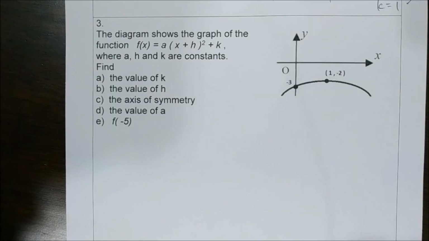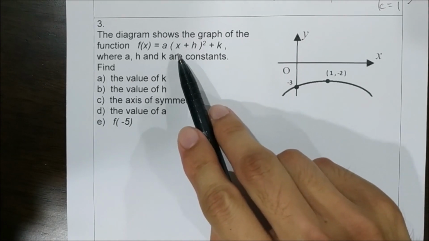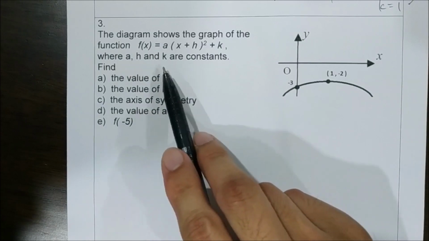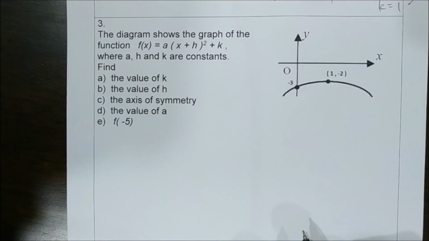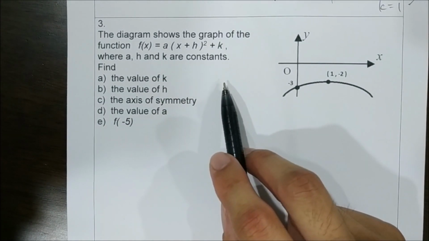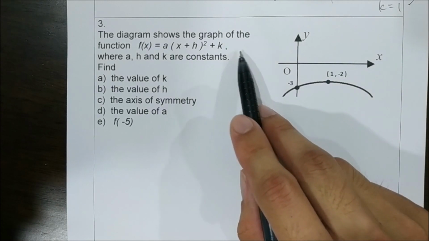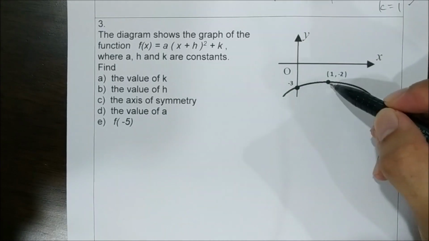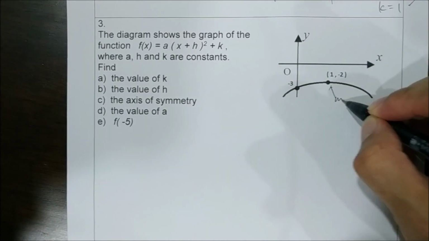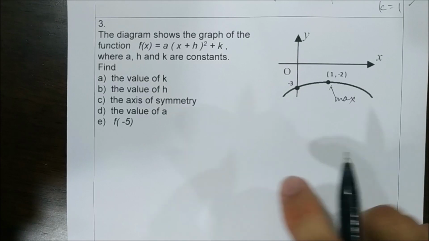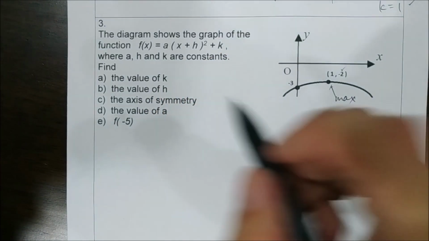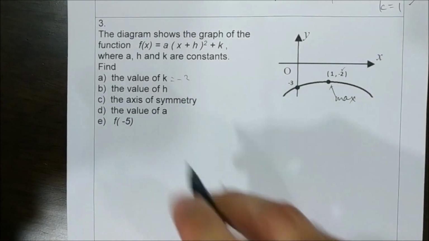Question number 3. The diagram shows the graph of the function f(x) equals a(x plus h) squared plus k, which is this function, this curve, where a, h, k are constants. Find the value of k. Even though it's not shown here, actually it's my mistake. I should have stated here, this is the maximum point. Because if it is not stated, we cannot assume this is a maximum point. It's stated. Okay, to find the value of k, the y value is the maximum value. So k is equal to negative 2.